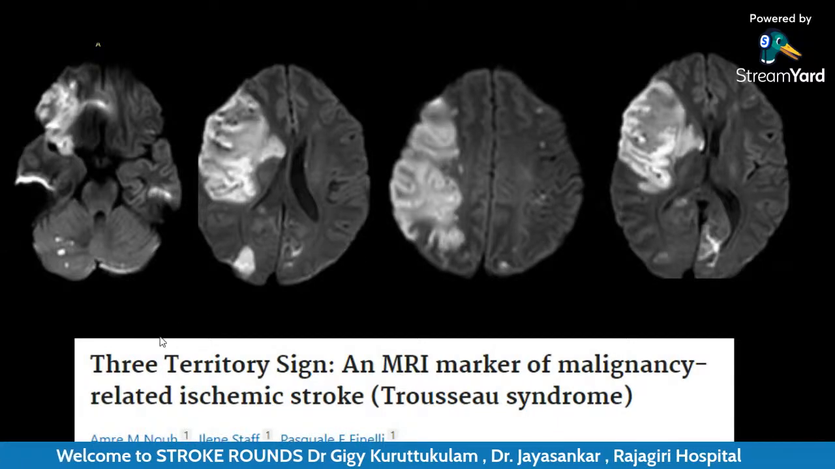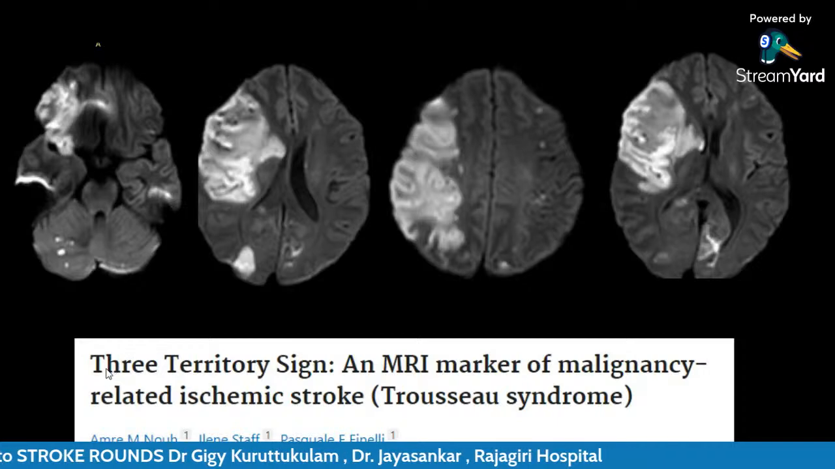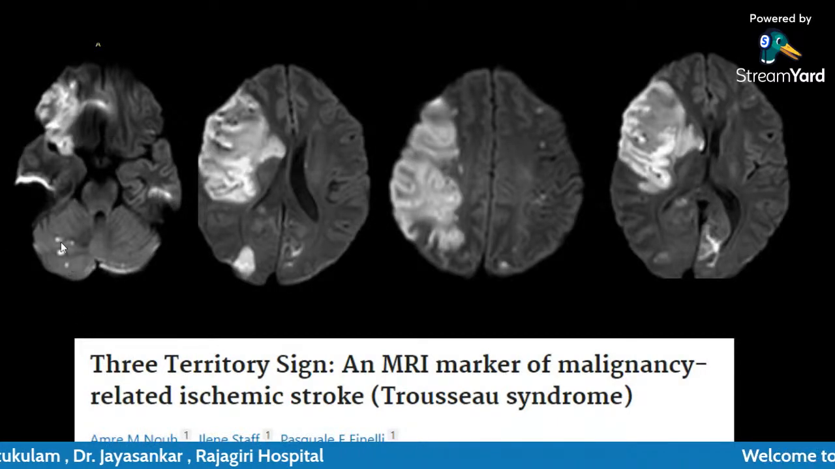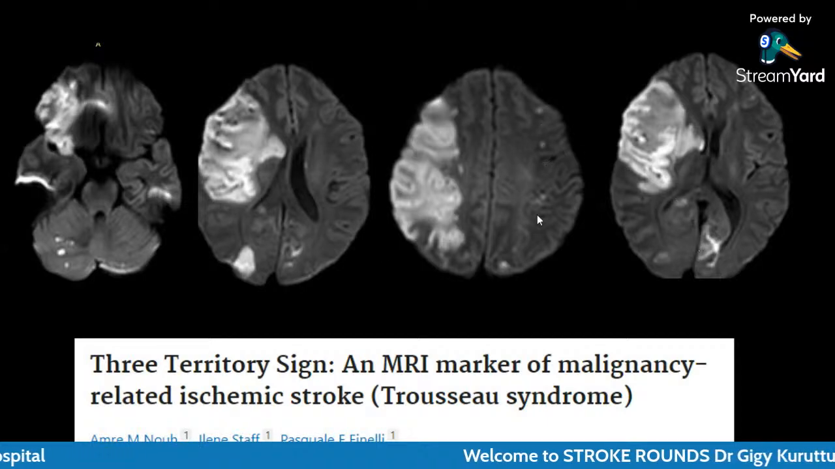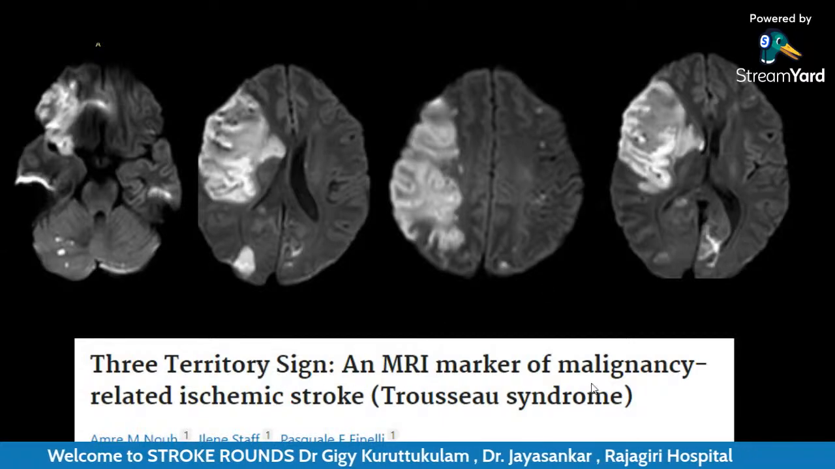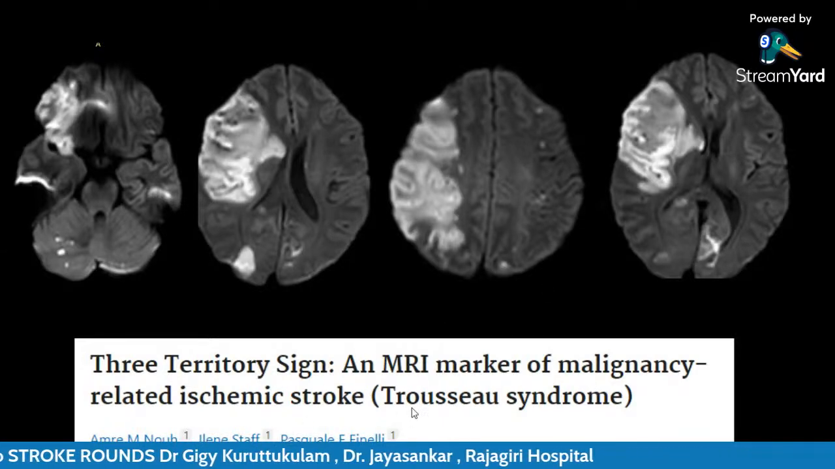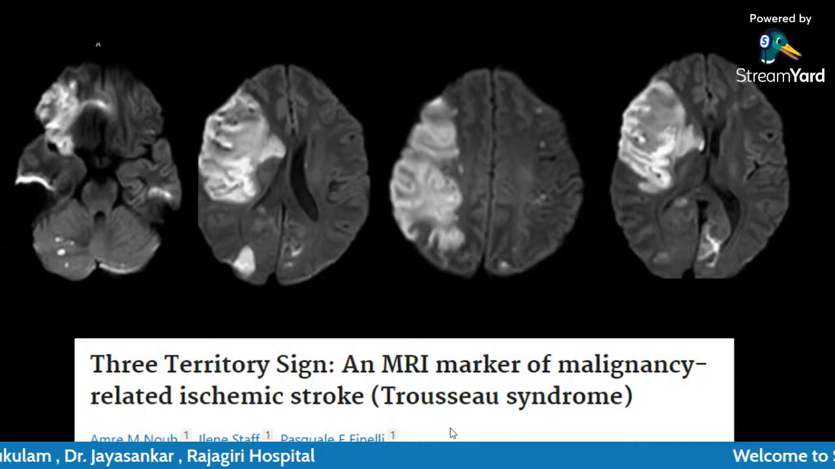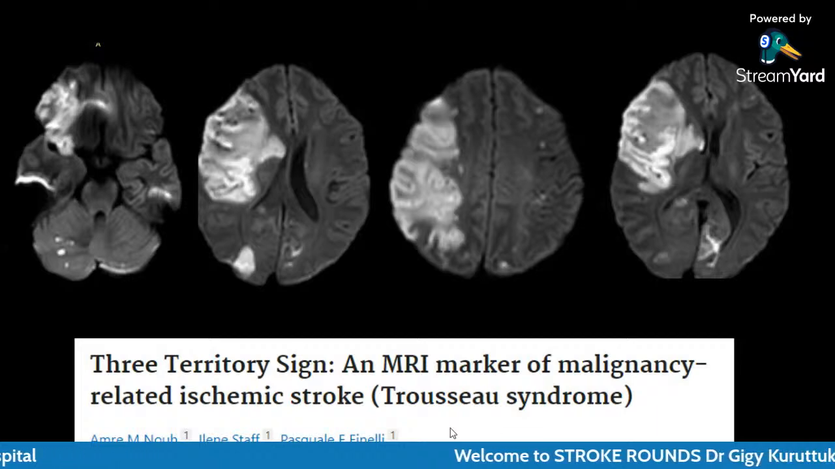So in one of the previous stroke rounds, we had described this entity called a 3 territory sign. So this can be called a 4 territory sign. The cerebellum, middle cerebral artery, then multiple small infarcts in the watershed territory, and a PCA infarct. Three territory sign is a marker of malignancy related stroke. It is otherwise called Trousseau's sign, Trousseau's syndrome, which we had described in one of the previous stroke rounds.